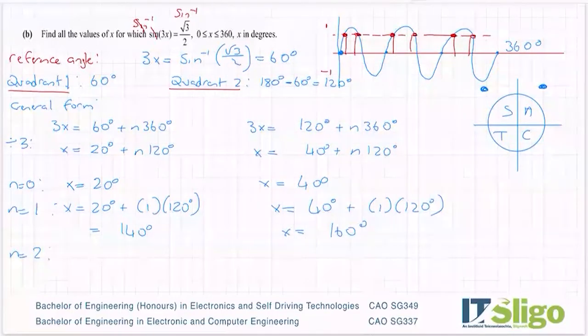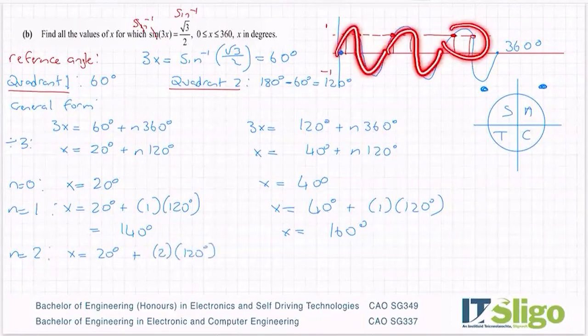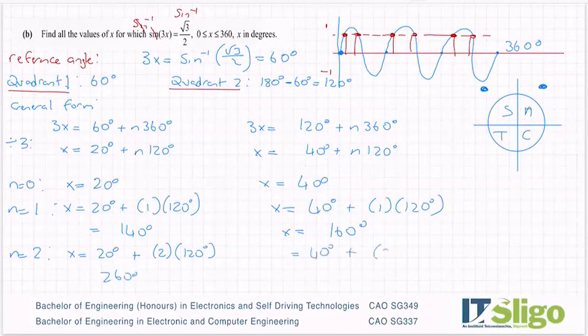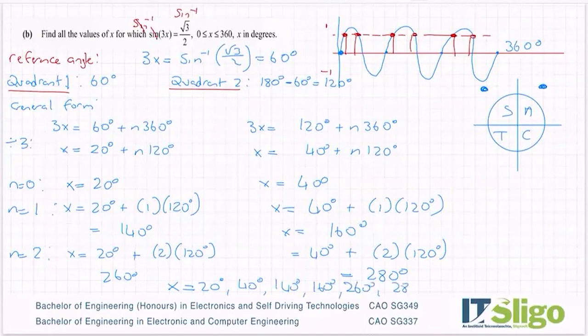Okay, and n is equal to 2. How do I know how many rotations? Well, it's that number there, 3. So 3 rotations and normally 2 values per rotation. So x is equal to 20 degrees plus 2 times 120 degrees. I've done 2 rotations and now I'm into the third. I'm 20 degrees into the third, so that's 240 and 20 is 260 degrees. And this one is 40 degrees plus 2 times 120 degrees, 240, so 280 degrees. So your answers are 20 degrees, 40 degrees, 140 degrees, 160 degrees, 260 degrees, 280 degrees.